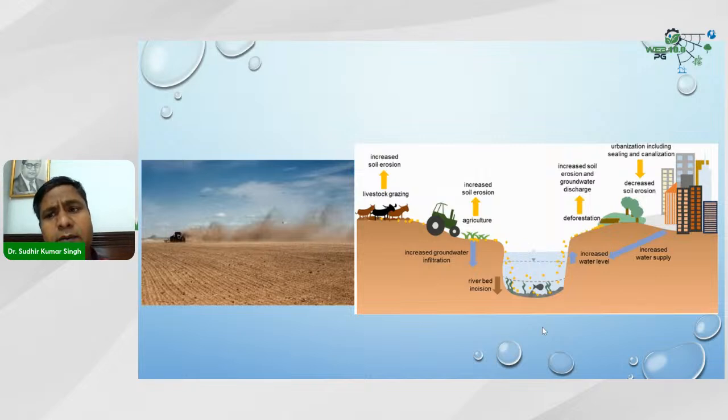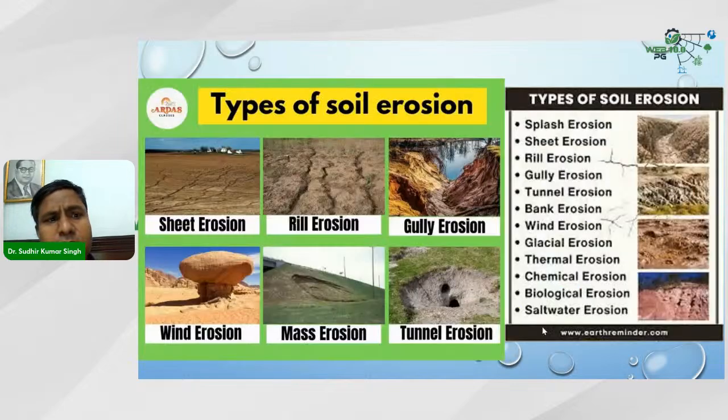Similarly, there are many other activities. If we do urbanization and cut the trees, then we make the soil prone to detachment, either through forces like wind, or through water, or through glaciers. There are other forces also. So that is what we are going to discuss: the types of soil erosion. Everyone knows there are different types of soil erosion.